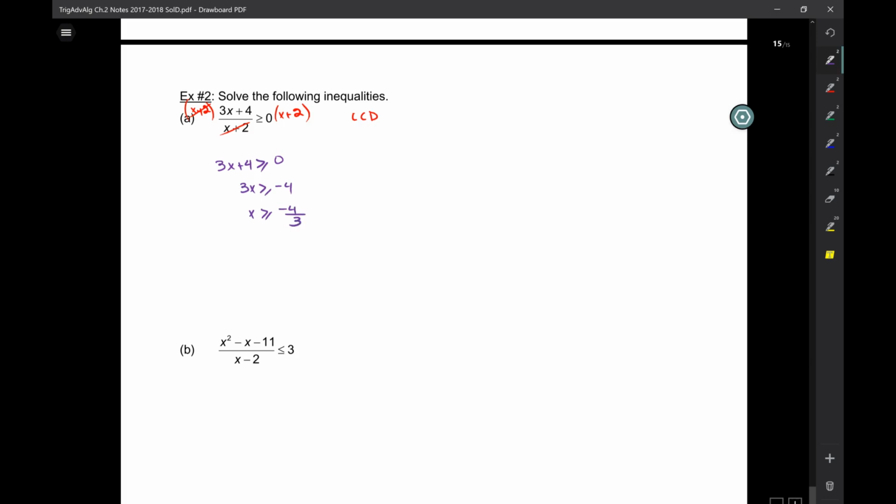So now here's what we do. I'm going to put -4/3 on the number line. But I also take the denominator. So set denominator equal to 0. X plus 2 is equal to 0. What do I get? X equals -2. I also have to put that here. That's the extra step.